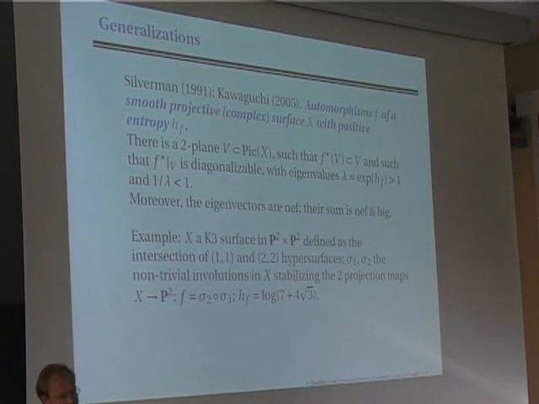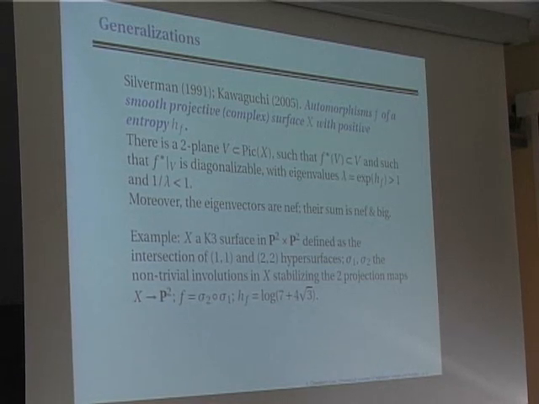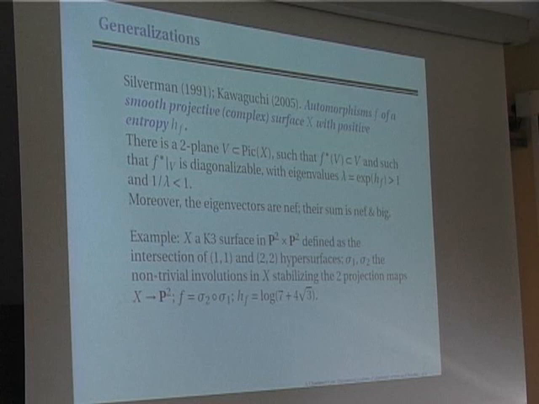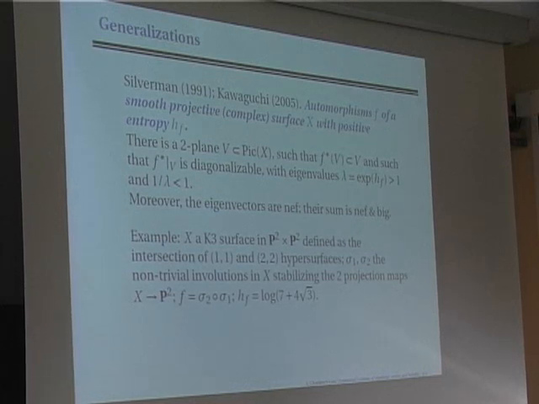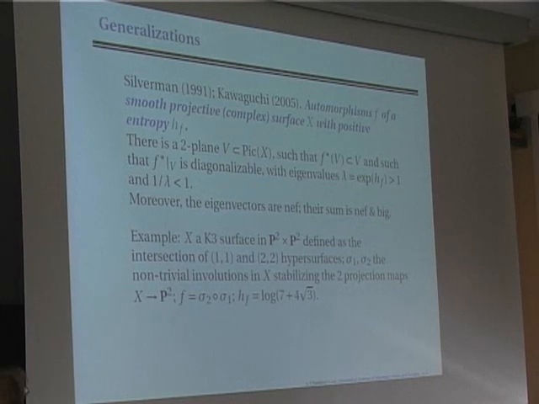Taking this 2-2 hypersurface gives you an involution, because if you have a solution of one quadratic equation, then you can switch to the other one. So you have two involutions, sigma 2 and sigma 1, and if you take the composition of them, then you get an automorphism, and the entropy is equal to the logarithm of 7 plus 4 square root of 3, so it's positive. So this is an example of Silverman, and there are some others.